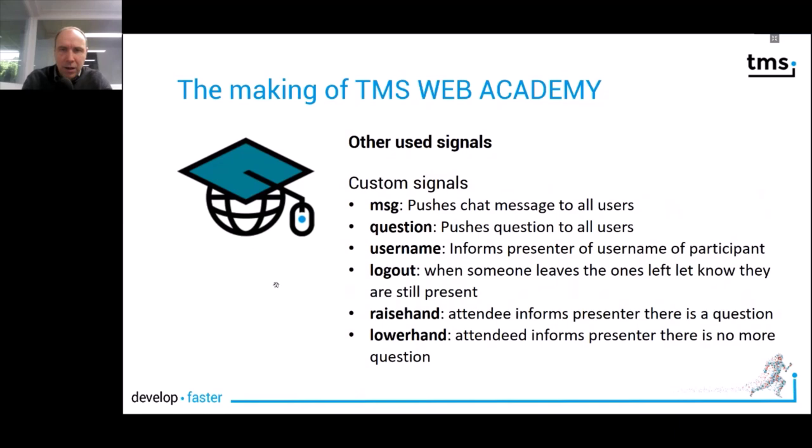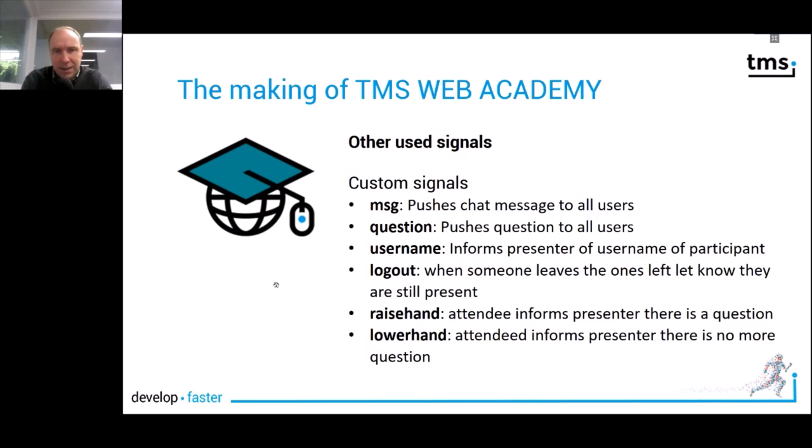So the signal with the identifier MSG is a signal used for sending chat messages. The signal question is a signal for when you put something in the question box. The username signal is the signal that is sent to the presenter so that we see the name of the participant in a list. So that's something in addition we see in the presenter that the client viewers cannot see. So that's a signal going from viewers to presenter only. The logout signal is a custom signal.